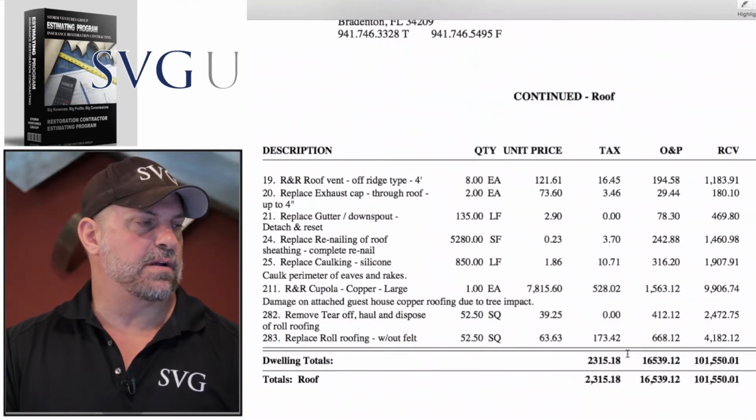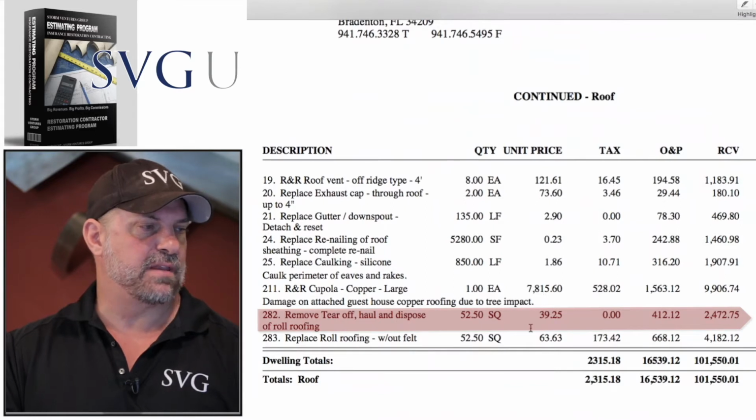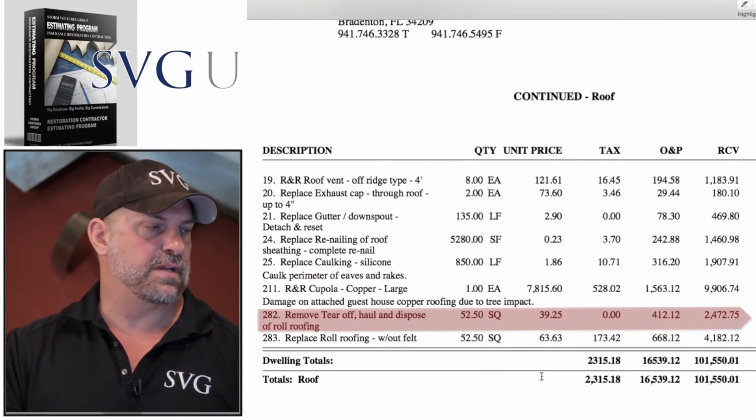Guys, another line item here I'm just looking at, I'm evaluating a recent tile roof that was approved in Florida. And we have line item 282 there. We've got $39.25 to remove the roll roofing.